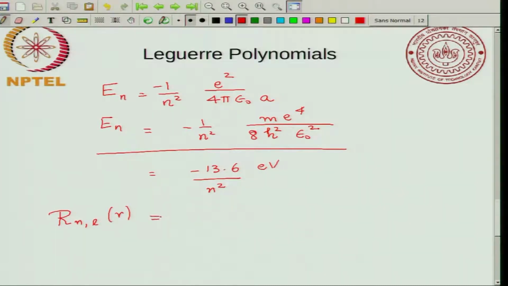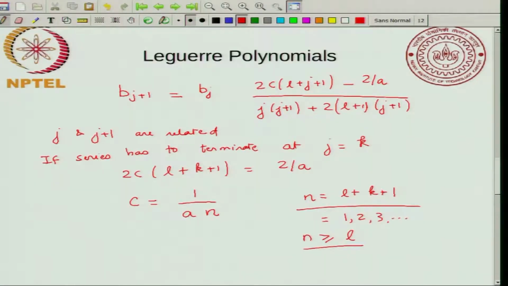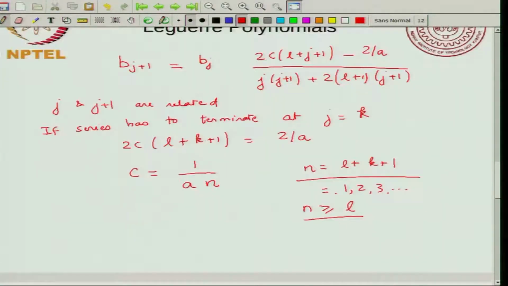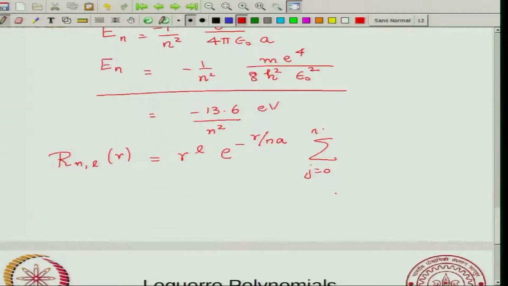Okay, so this has the form r raised to l, e to the minus r by n a. You can show this: n times a, and you have a sum over j equal to 0 to... now the series terminates at j equal to k, and k is n minus l minus 1. So I can write this as a sum that goes up to n minus l minus 1, of b_j r raised to j.